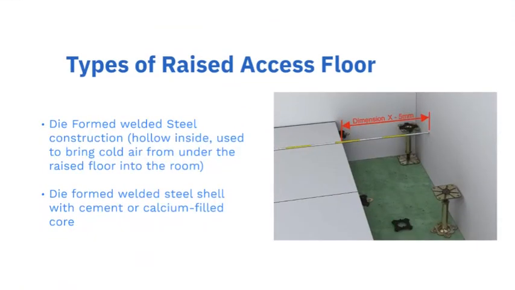Types of raised access floor. We used to have die-formed welded steel construction. They have a hollow inside used to bring cold air from under the raised floor into the room. Most of the data centers use die-formed welded steel construction. The other type is die-formed welded steel shell with cement or calcium filled core.